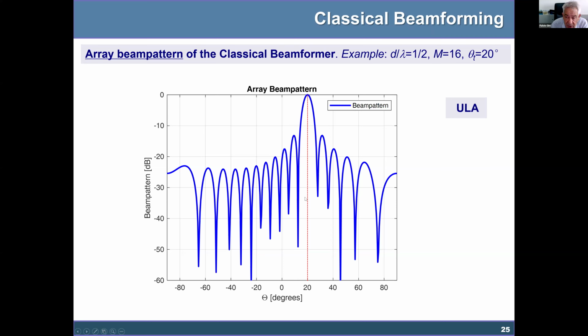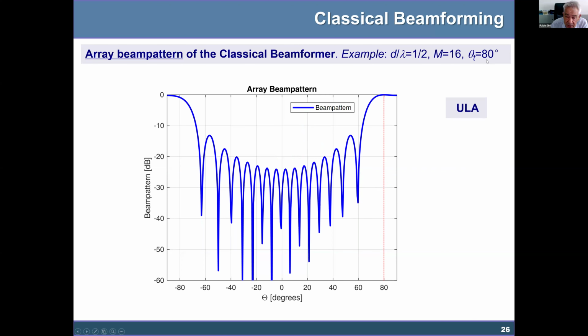And what happens is that when theta t is different from 0, the main lobe changes, but also the side lobes. So if theta t is larger, for example, 80 degrees, you see that the width of the main lobe increases. So the larger is theta t, the larger is the main lobe.